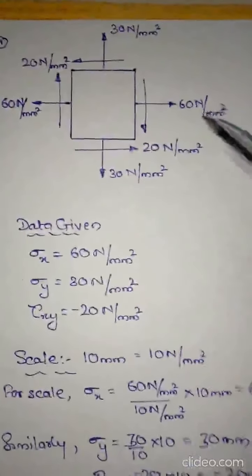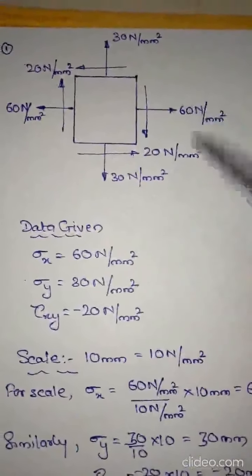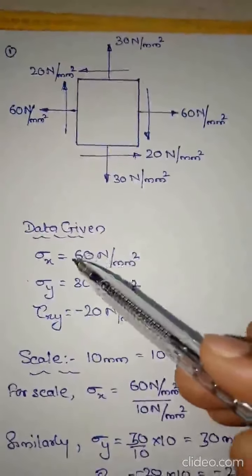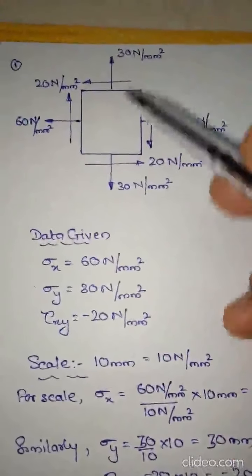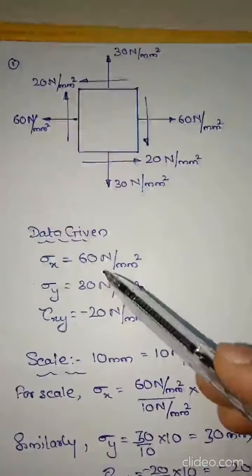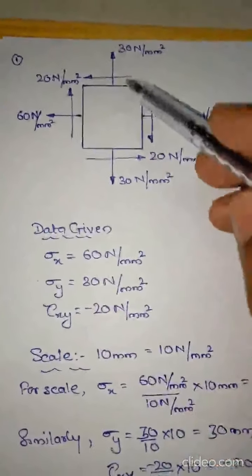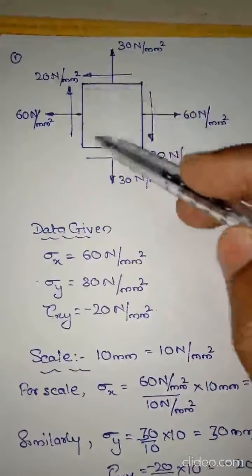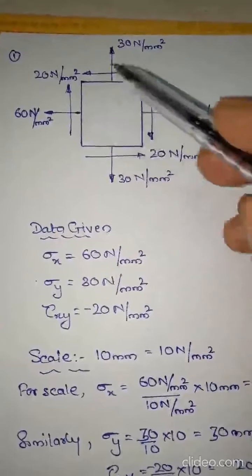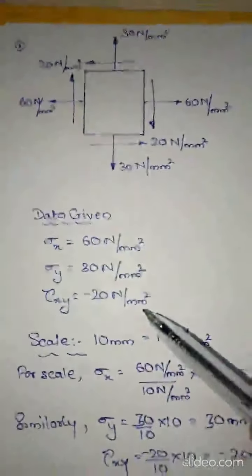Sigma x is 60 Newton per mm square and it is tensile in nature, so it is positive. Sigma y is 30 Newton per mm square, it is also tensile in nature, so plus sign. Tau xy with the horizontal is making an anti-clockwise couple, so tau xy is negative. So this is the data given.